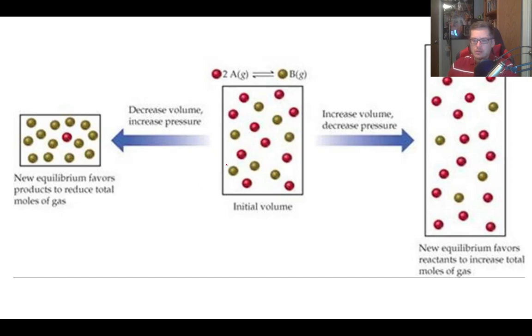Okay. So here's a little picture diagram to help you think about what's going on here. You've got 2A in equilibrium with B. If we decrease the volume, that's the same thing as increasing the pressure, right? Our volume is about half of what it was before. Notice here that we've shifted towards the side with B and away from the side with A. So our new equilibrium is going to favor the products because it's got fewer total moles of gas.